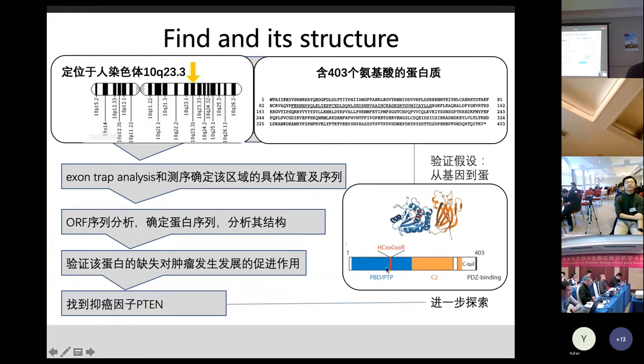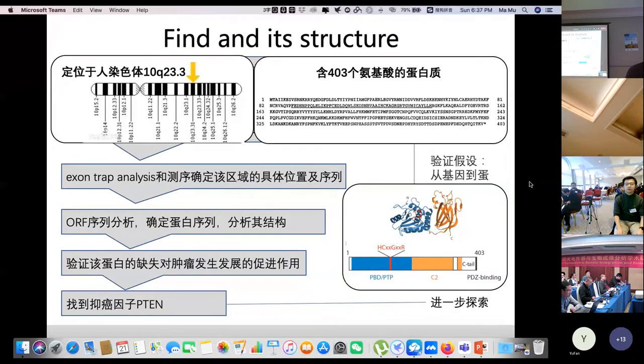And this is how PTEN looks like. It includes the PTP domain, similar to SHP2, and also a C2 domain and a PDZ domain. From these structures, we can predict that the PTP domain provides the enzyme activity, the C2 domain can bind and localize which substrate can be attracted, and the PDZ domain functions to anchor PTEN to the cell membrane. So once the PDZ domain is deleted, PTEN can move around in the cell cytoplasm.